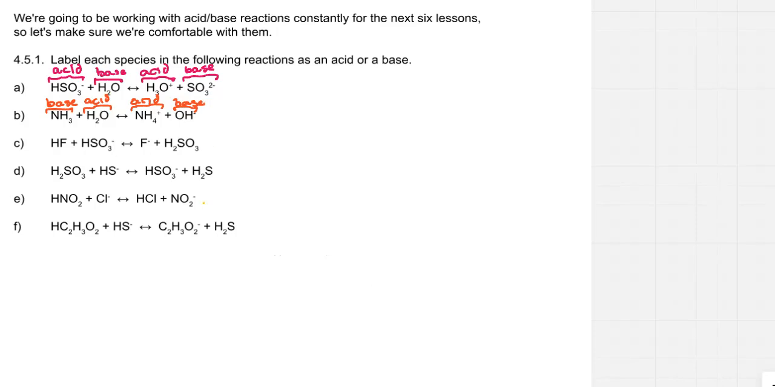Okay, I suspect you get the idea, so I'll pick up the pace on the rest of these. HF going to F, so HF has a hydrogen here, then loses it. This is an acid, and this is its conjugate base. I don't want to put the conjugate in there, I'll just say base. And here we have an acid with two hydrogens, and having given one away, it becomes a base on the other side.